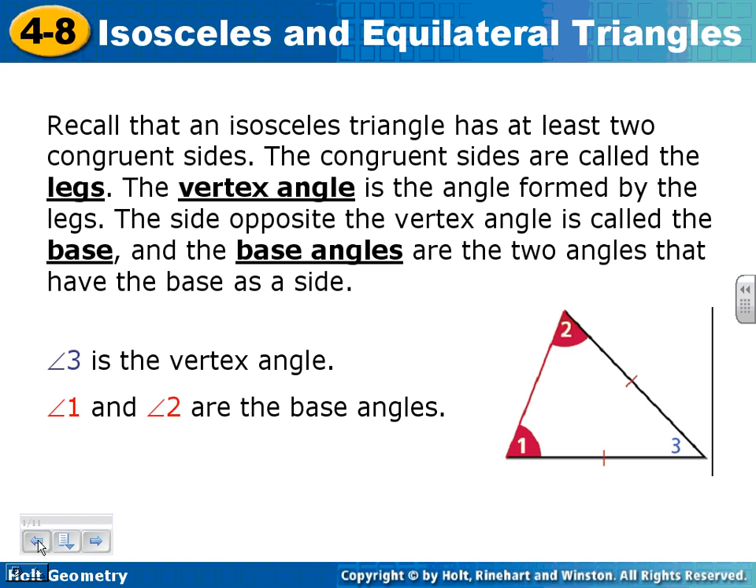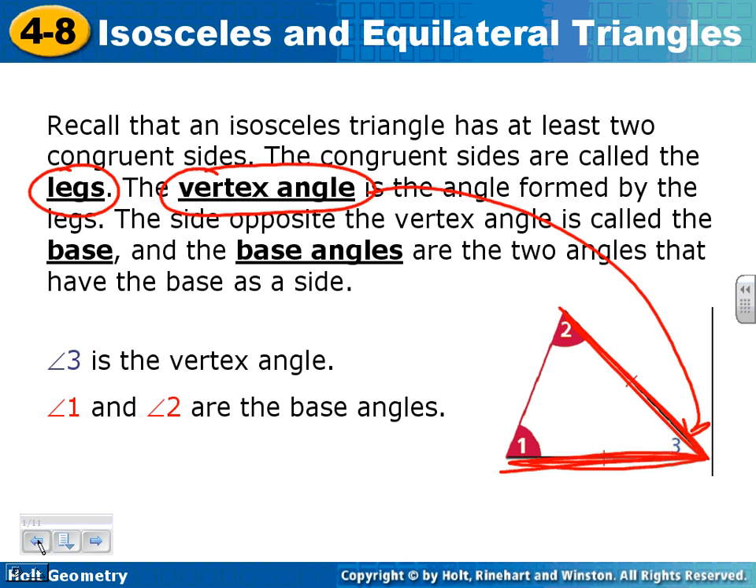The congruent sides are called the legs. The vertex angle is the angle formed by the legs. So my legs are this side over here, see, it's marked with a tick mark, and this side here, it's marked with a tick mark. The vertex angle would be this angle number 3. It's the angle formed by those legs.